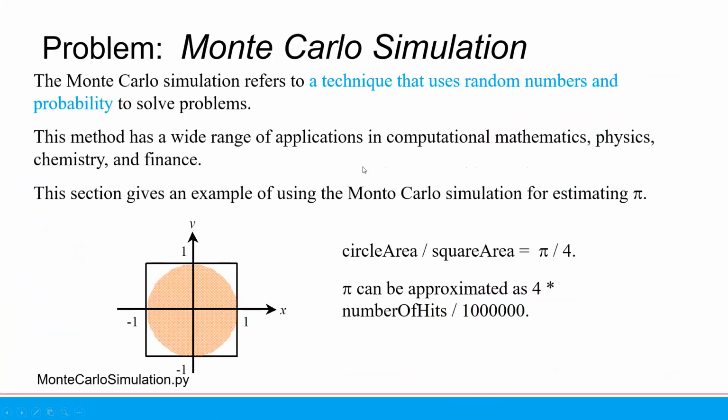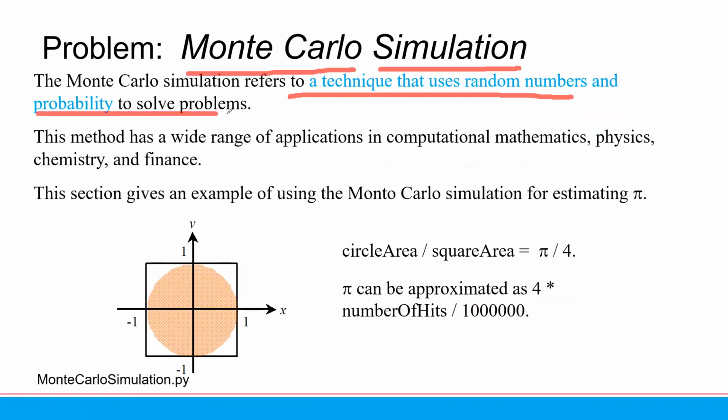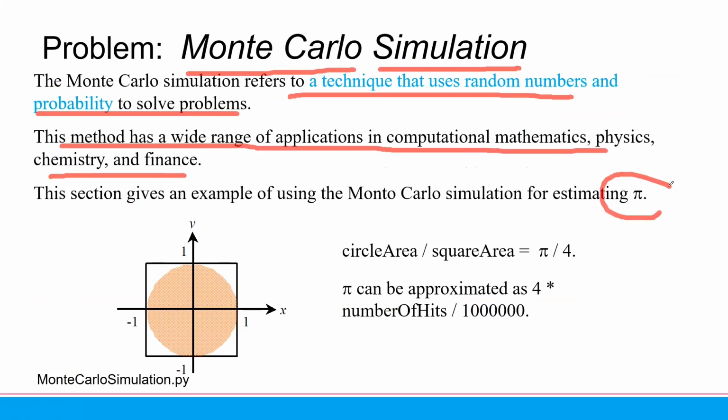In industrial engineering, you will learn later about simulation. There will be one subject about simulation. And in simulation, we have one method. We call it the Monte Carlo simulation. The Monte Carlo simulation refers to a technique that uses random numbers and probability to solve problems. So this method has a wide range of applications in computational mathematics, physics, chemistry, and finance. There are many applications for the Monte Carlo, but for this example, I would like to give you one simulation of how we can estimate the pi.